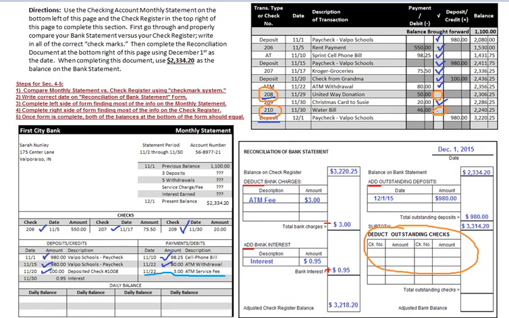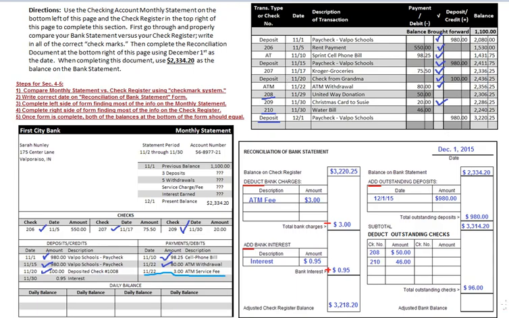And so right here, there are two checks we need to write out in this section. So the first check is 208. Check 208 for $50. The next check is 210 for $46. And then we add them up, because right there it's asking for the total outstanding checks. We total those up, and then we are almost finished.